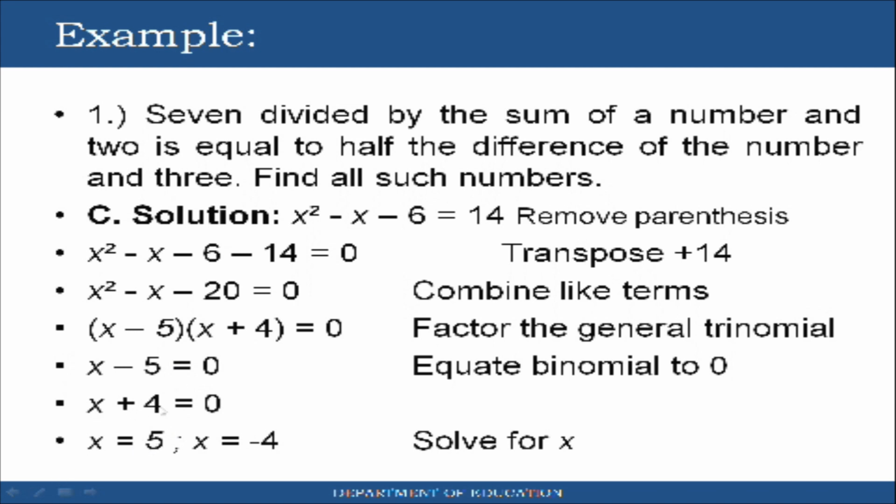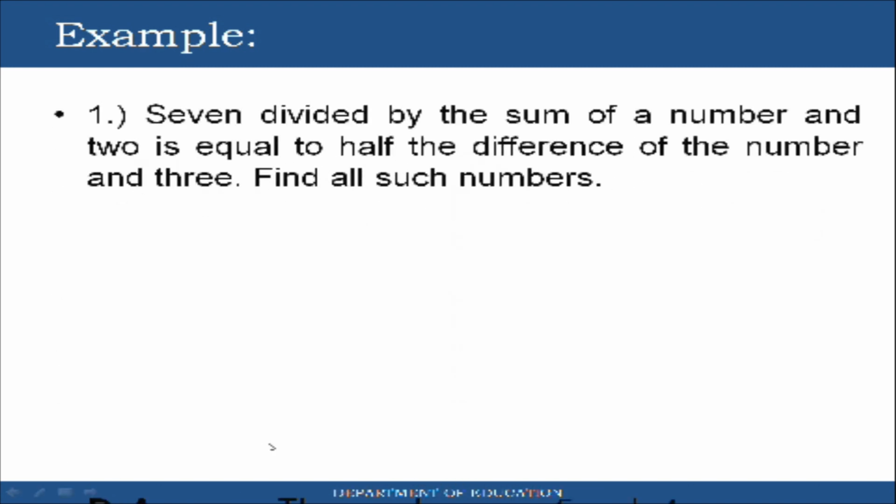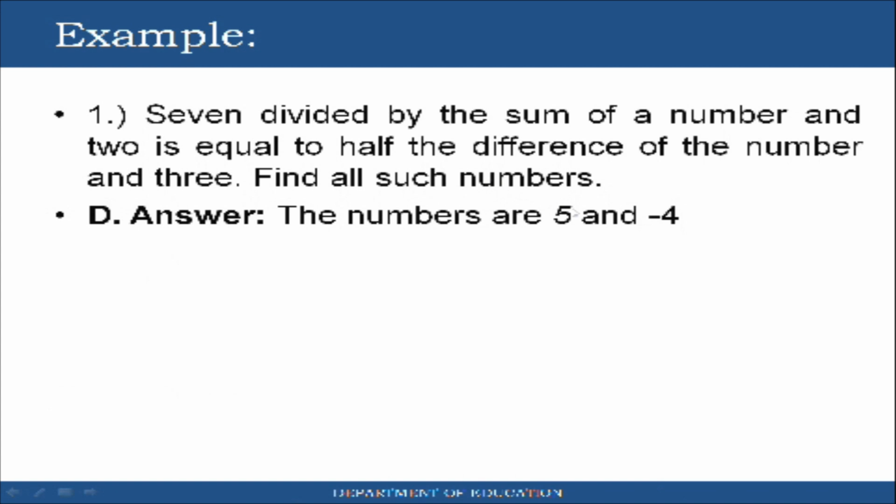And for positive 4, we'll subtract both sides by 4. So positive 4 minus 4 is 0. So there will be no other constant here. So it will be x. And 0 minus 4 is negative 4. So the answers, the numbers, are 5 and negative 4. Since the problem is looking for the numbers, we write both numbers, 5 and negative 4.